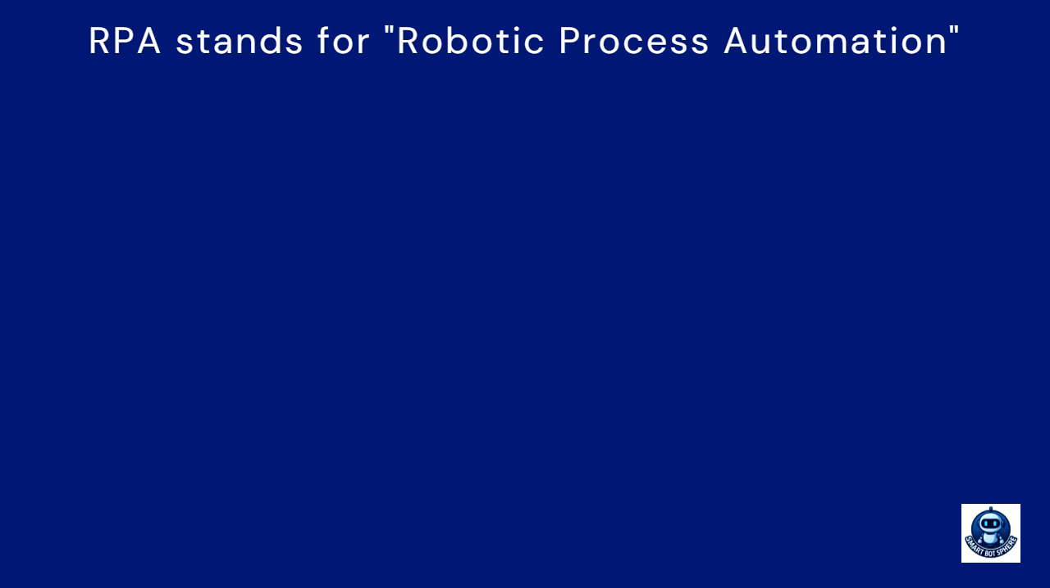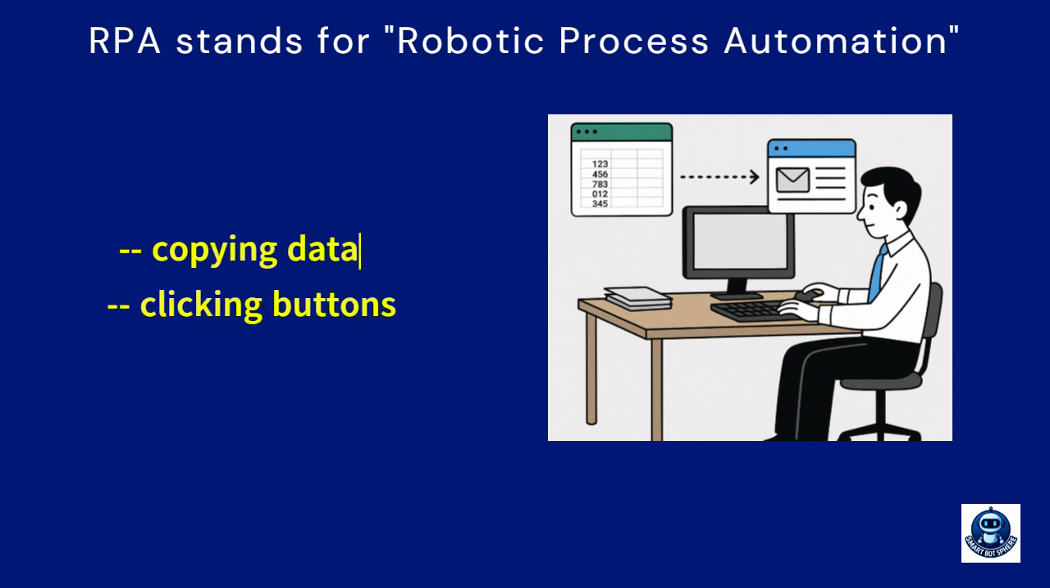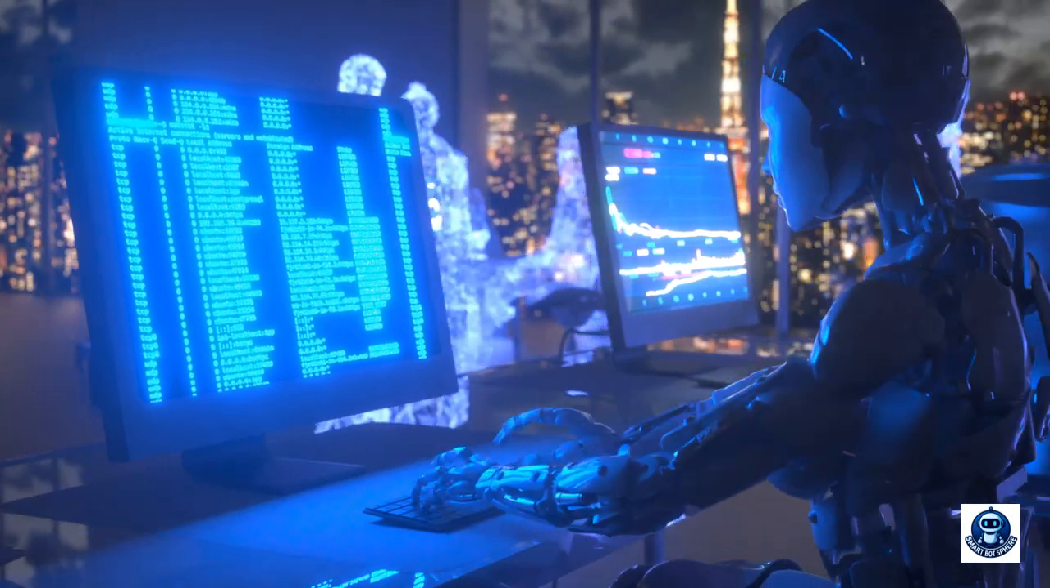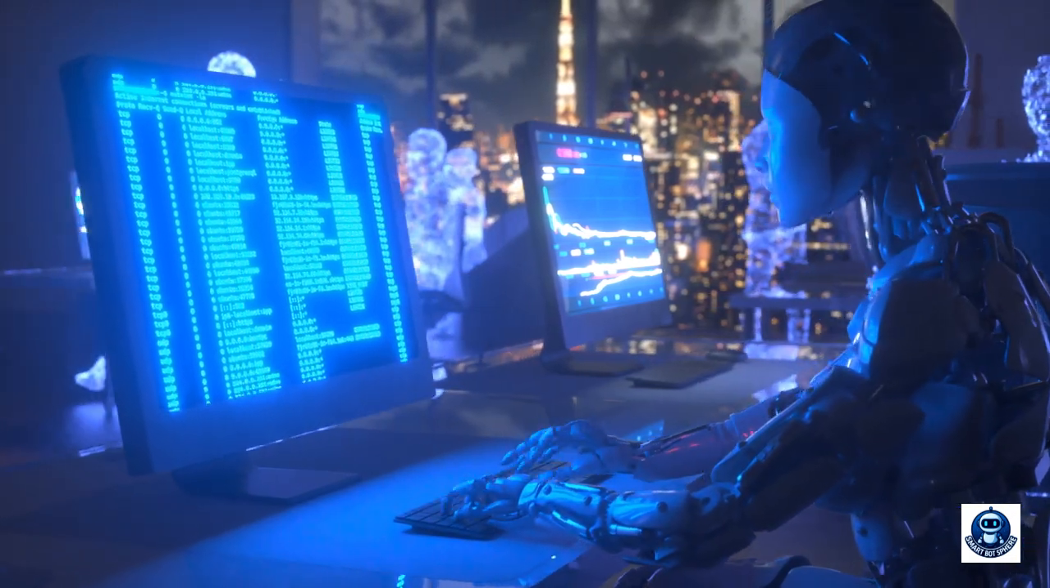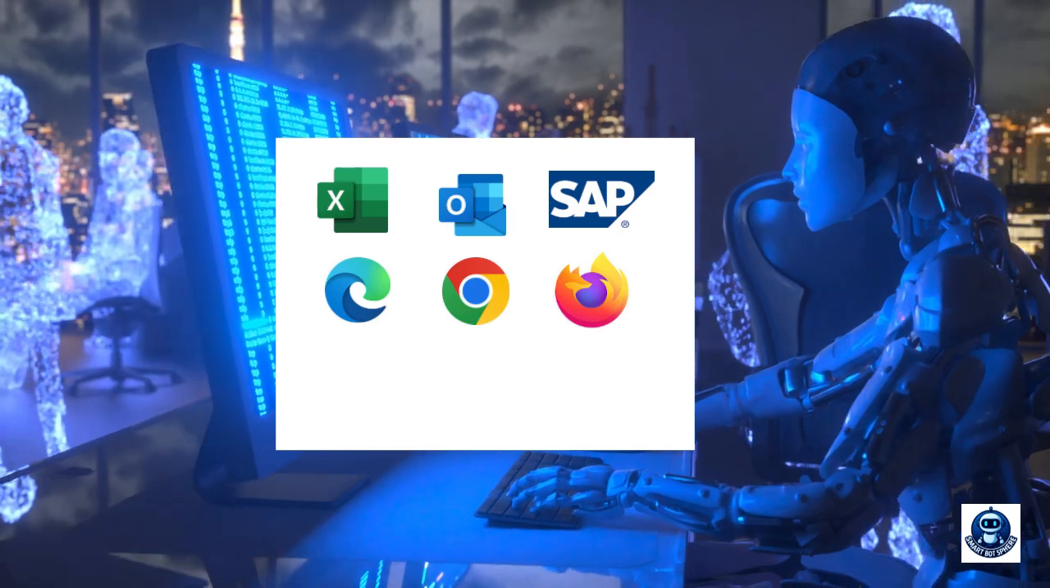RPA stands for Robotic Process Automation. Imagine you could train a robot to do all your repetitive computer tasks, like copying data, clicking buttons, sending emails, just the way you do it. RPA mimics human actions on a computer. It works with your existing apps like Excel, Outlook, SAP, browsers, even legacy systems.